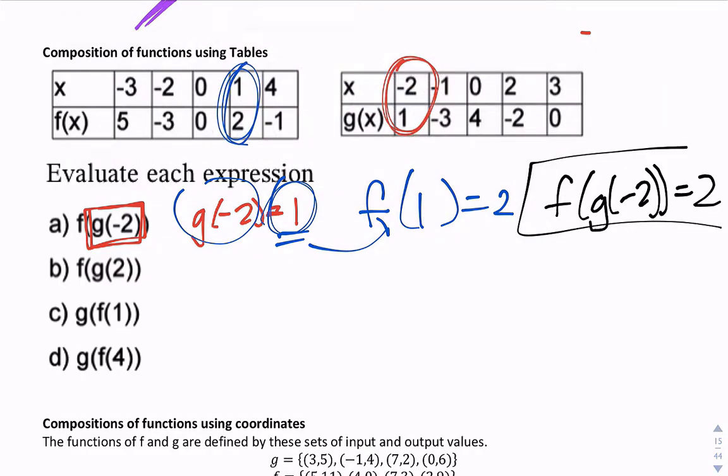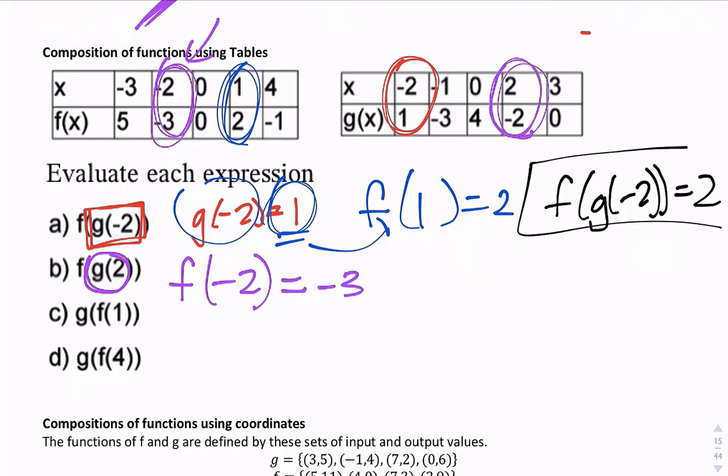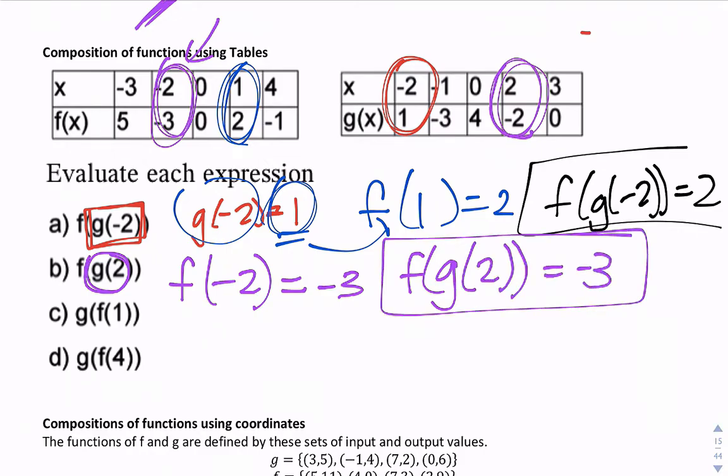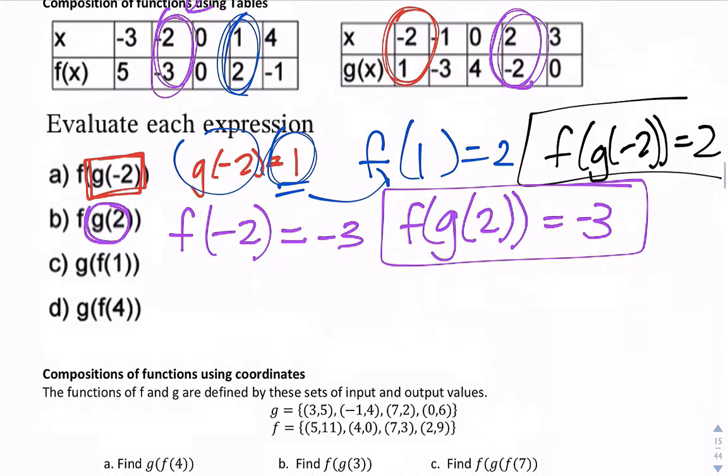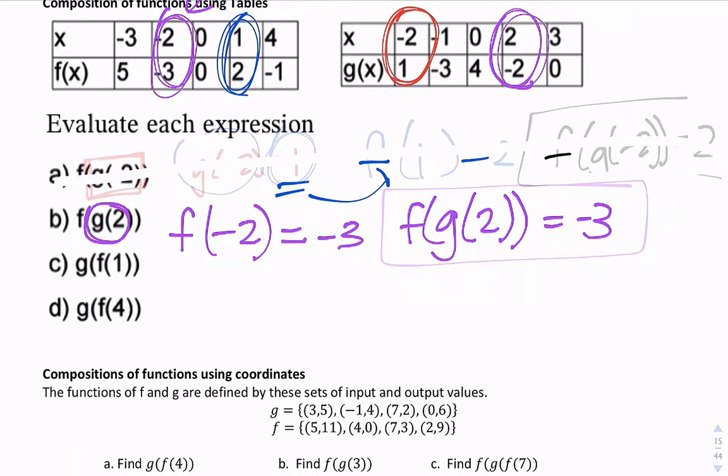Let's start with g of positive 2. Okay, so g of 2 is negative 2. So now we find f of negative 2. So now over here in our table, f of negative 2 is negative 3. So we say f of g of 2 equals negative 3. Okay, let's try the next one. I'm going to erase some of this.